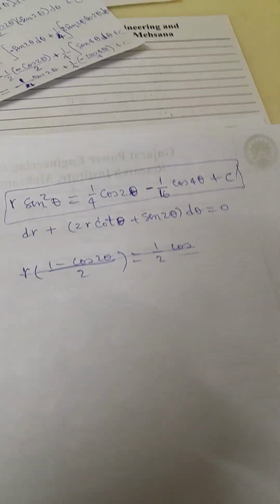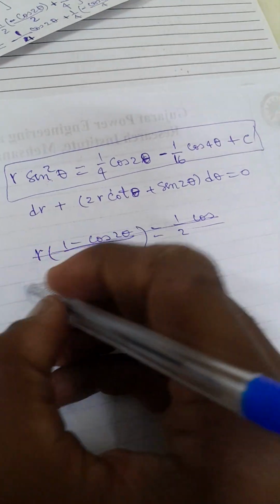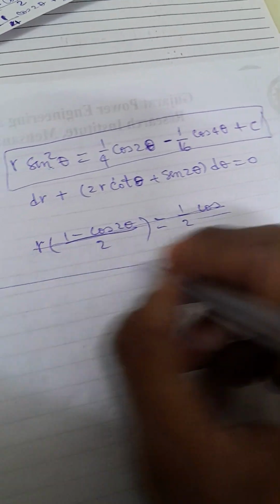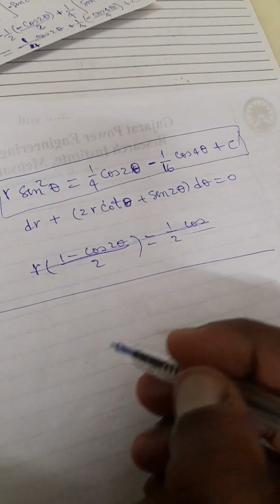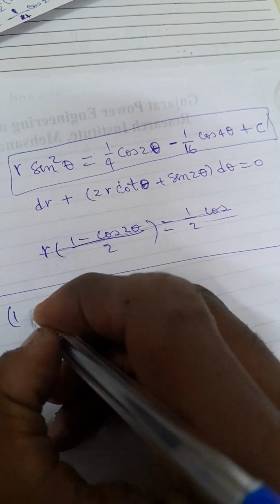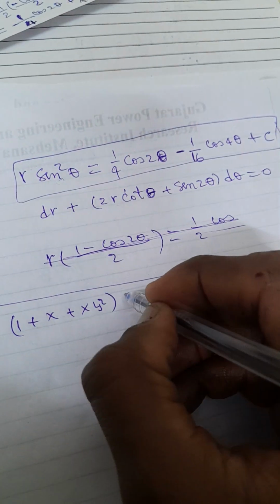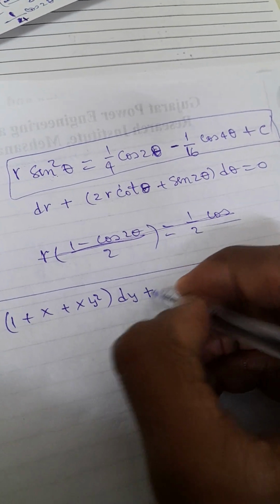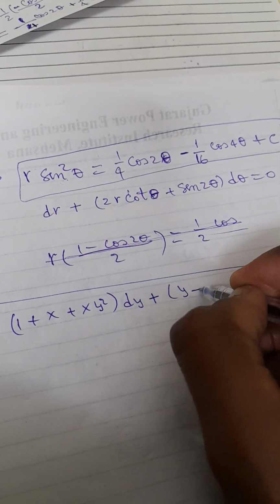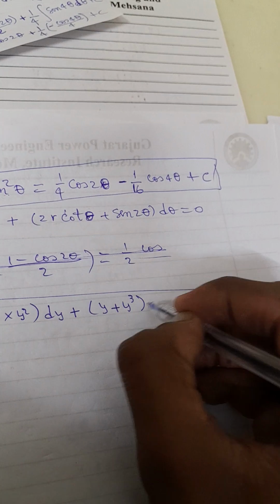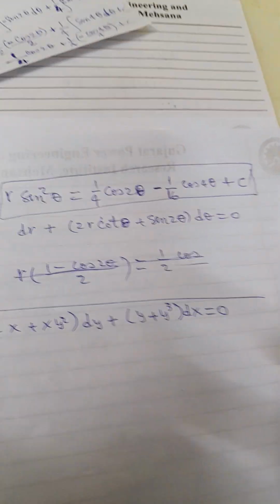another exercise, the last one. This is the third exercise we are going to solve. Suppose we have 1 plus xy square dy plus y cube dx equal to 0.